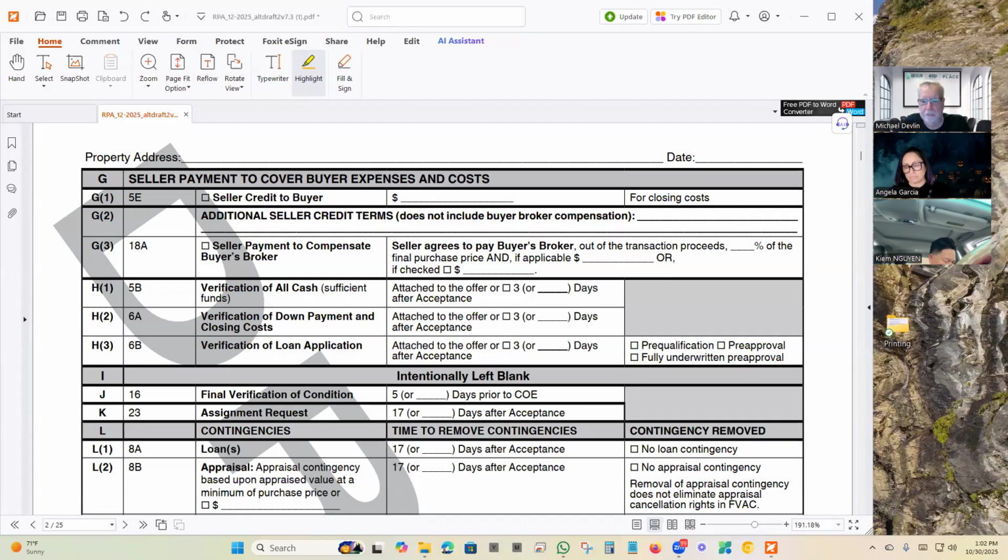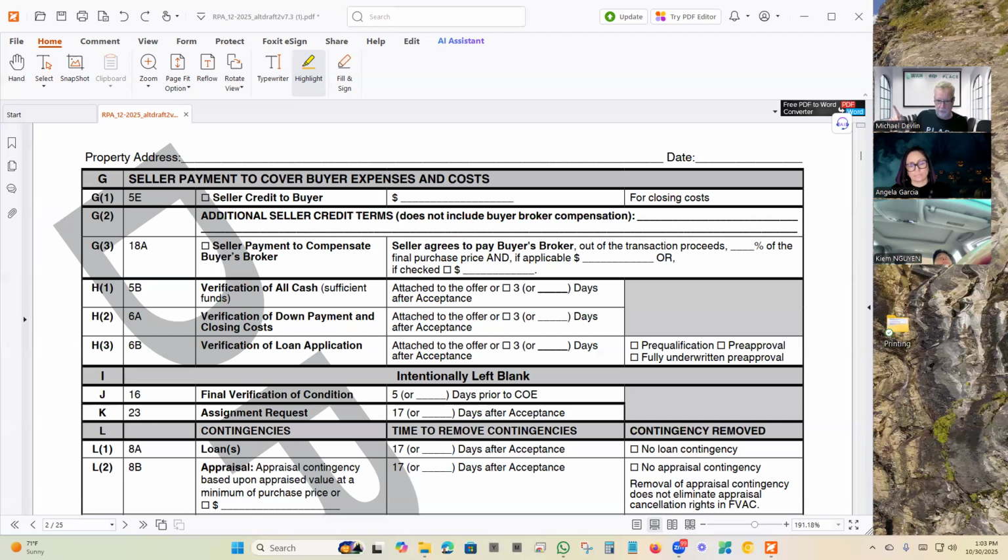G1, seller credit to buyer. Notice it says for closing costs. That's pretty much the only thing that lenders will let you have a credit for. And what they really mean is non-recurring closing costs. What does that mean? Well, there are recurring and non-recurring. Recurring would be like interest payments, right? That sort of thing. It's like a recurring nightmare, something that comes back again and again and again. But everything else is a non-recurring or a closing cost.